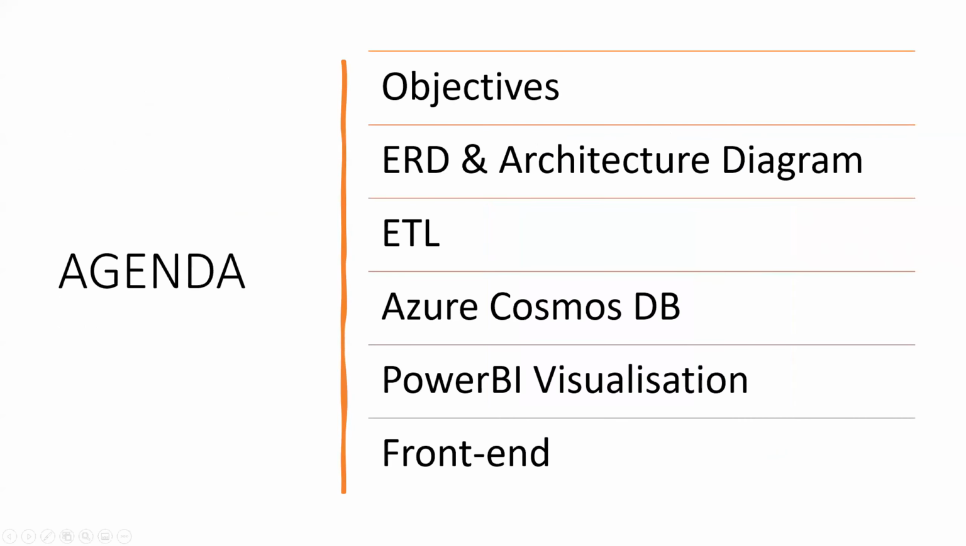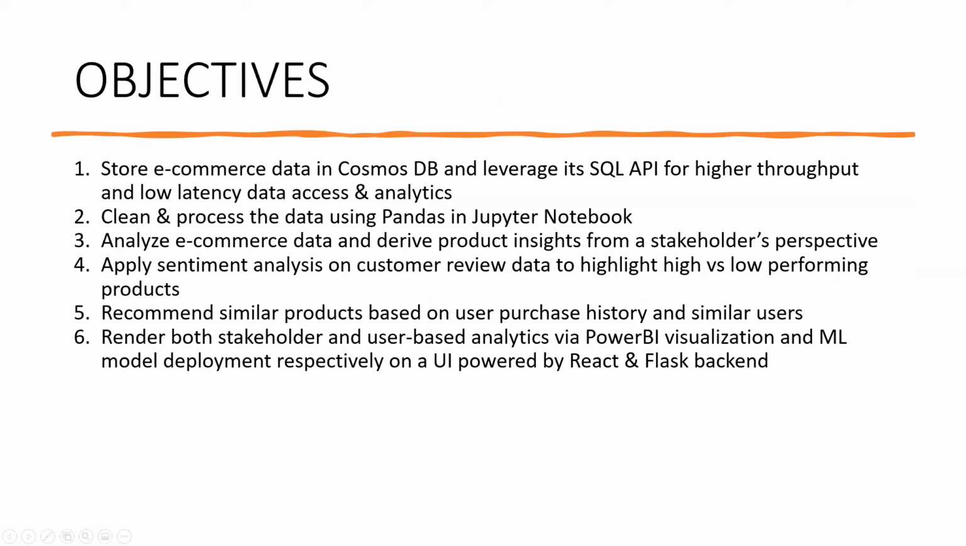So this is the agenda of our presentation that my teammates and I will be covering today. The main objective of our project is to store the data in Cosmos DB and use its advantage of higher throughput and low latency, which we ingested into Cosmos using ETL in Python, and to process the data using Python. We have applied sentiment analysis on the reviews of the customers to highlight the high versus low performing products.